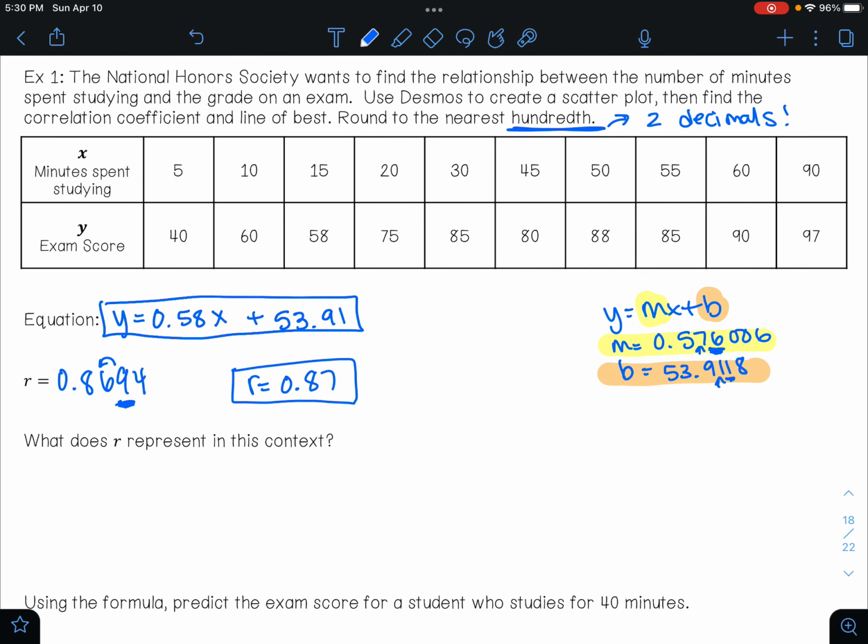Then it says, what does R represent in this context? Well, R is 0.87. 0.87 is a strong positive correlation. I know it's strong because it's closer to 1 than it is to 0.5. I know it's positive because the number is positive. So this means that there is a strong positive correlation between the minutes spent studying and the score on the exam.